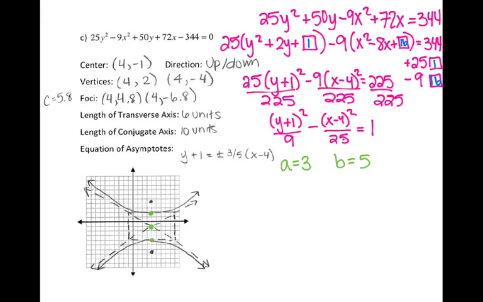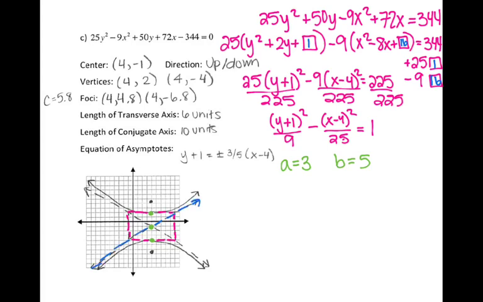B you're using for the conjugate axis, which is the other side of your box. So I'm going to go left and right 5 units from my center. And if this were an ellipse, we would just connect all of these to make it an ellipse, but it's not an ellipse, it's a hyperbola. So I'm just going to connect it and make a rectangle. Your rectangle is going to help you figure out where your asymptotes are. So for my asymptotes, I'm going to go from my center and I'm going to go through each corner of my rectangle.